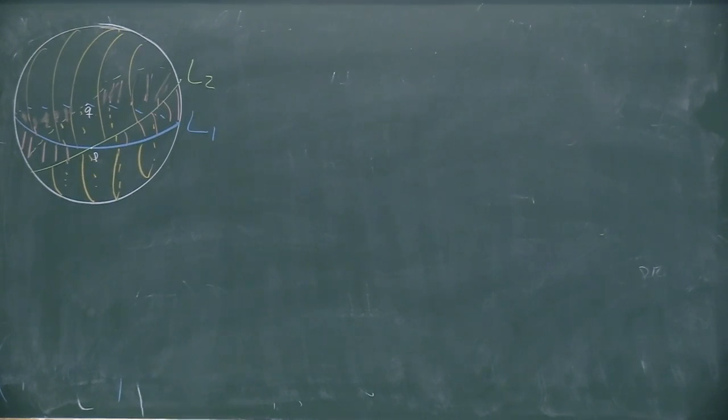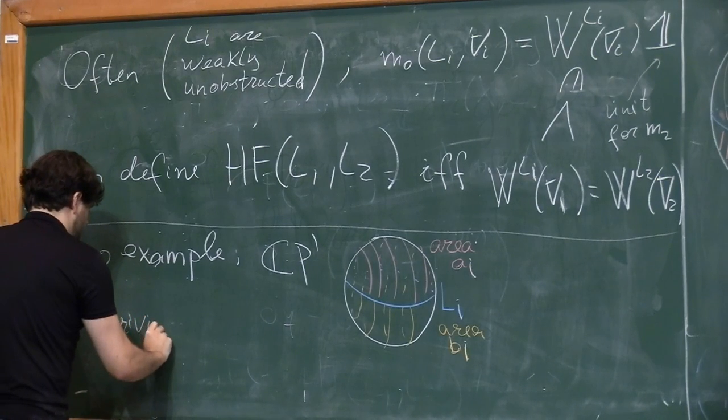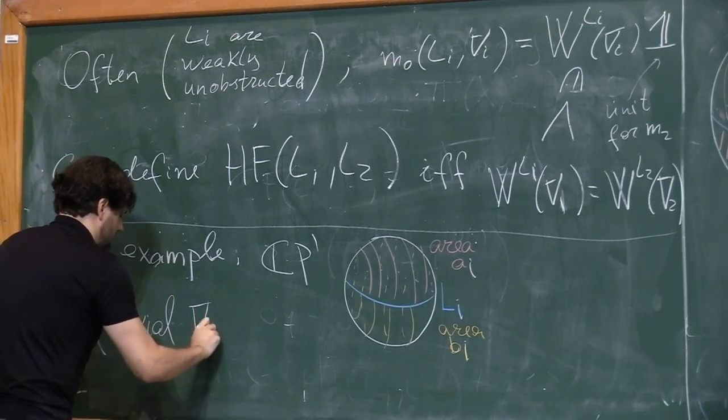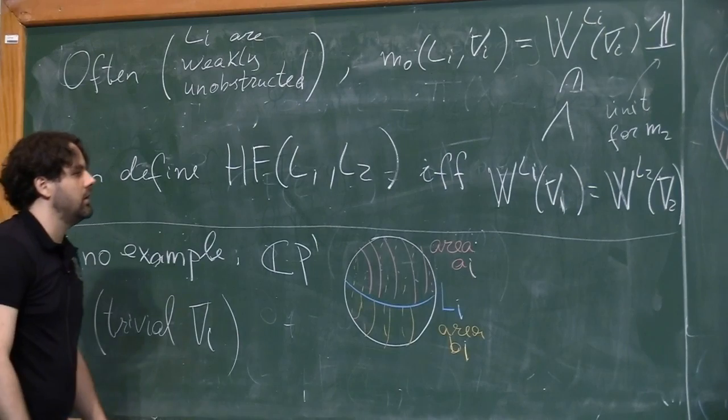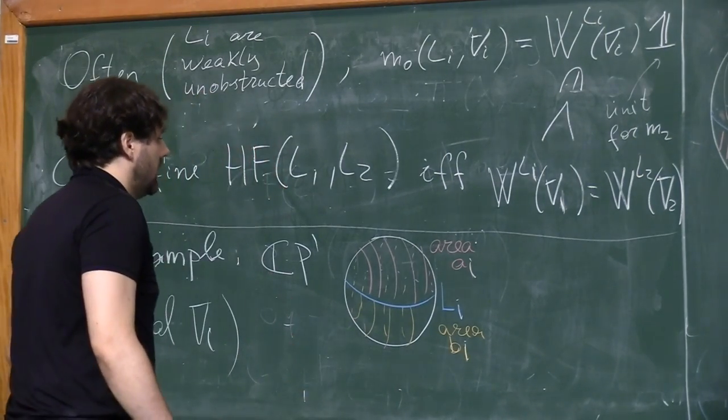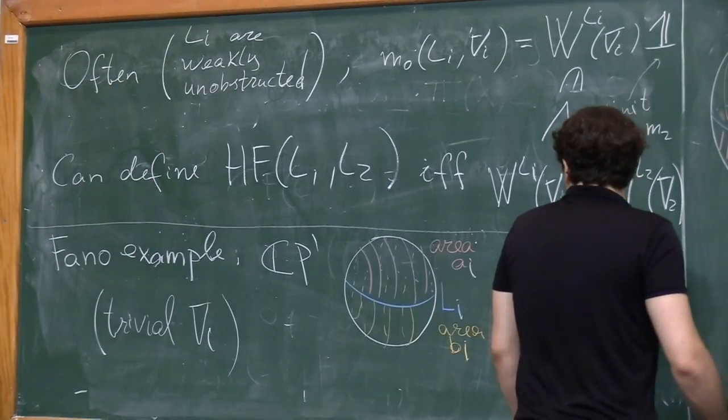So we have these strips. Perhaps I'll put an I here. So they bound Maslov index 0. So let's start now thinking that we have trivial connections. So I won't consider any sort of holonomy at first.